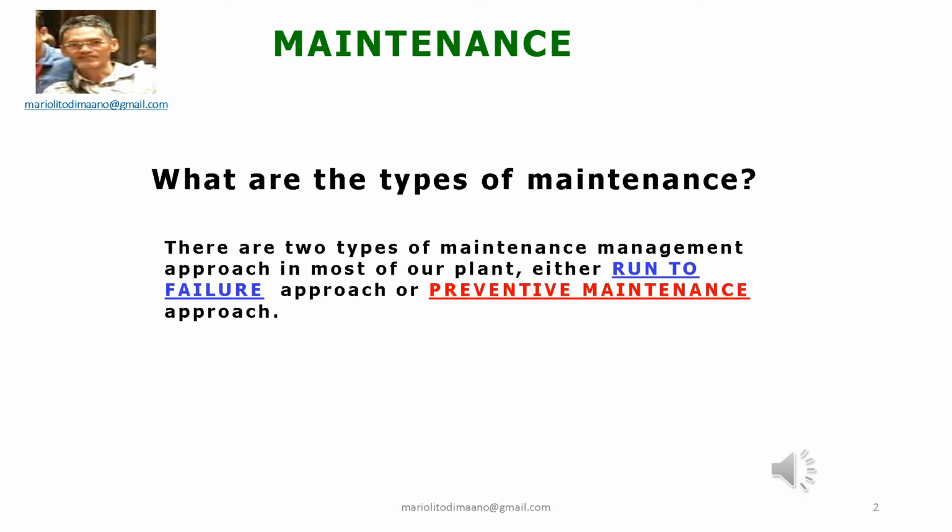What are the types of maintenance? There are two types of maintenance management approach. In most of our plants, either the run-to-failure approach or the preventive maintenance approach.